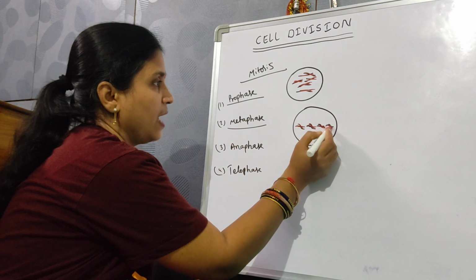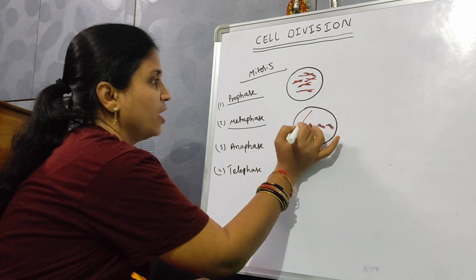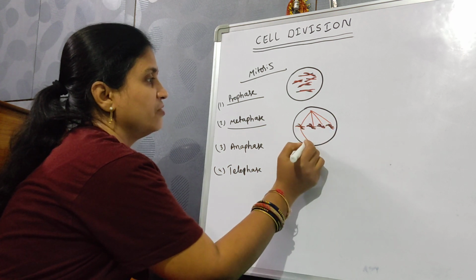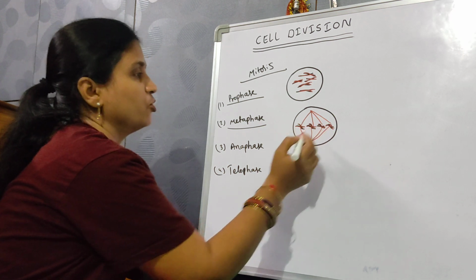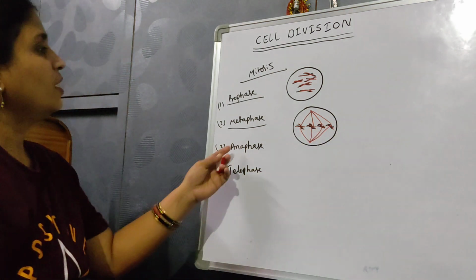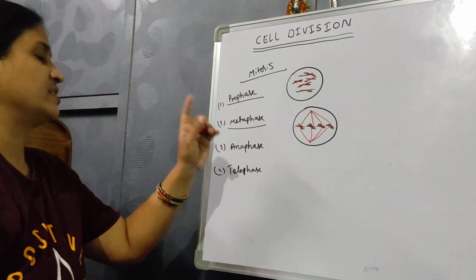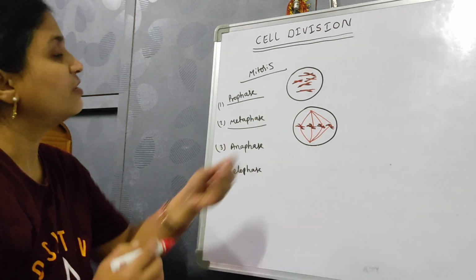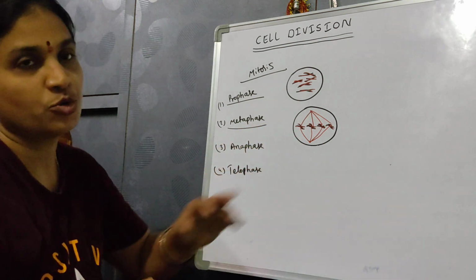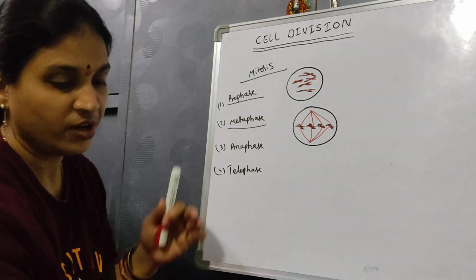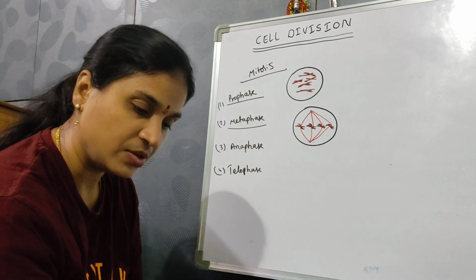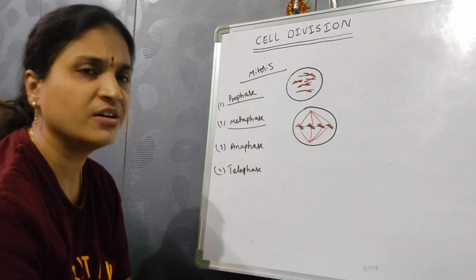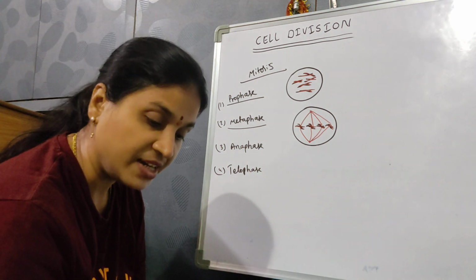Like this, and the spindle fibers are going to attach to the kinetochores of the centromere, like this. Okay, so this is about the metaphase. Metaphase means the chromosomes align on the equatorial plate and the spindle fibers attach to the centromere, mainly to the kinetochore where the centromere is embedded. And here the morphology of the chromosomes can be clearly seen, and clearly studied also.